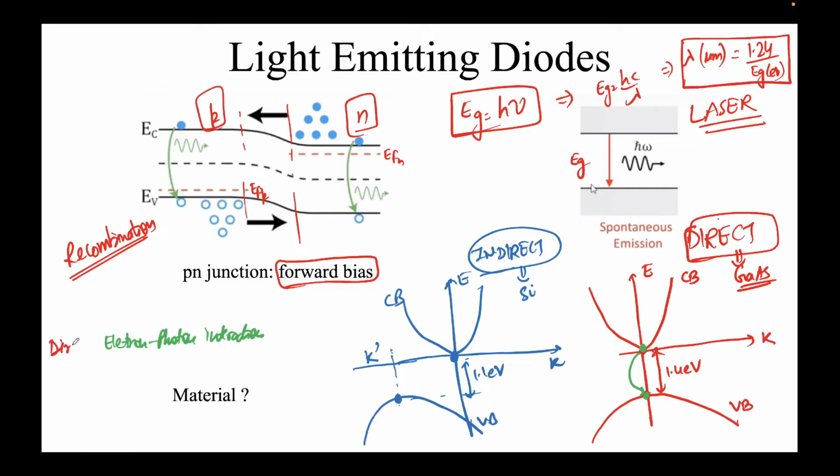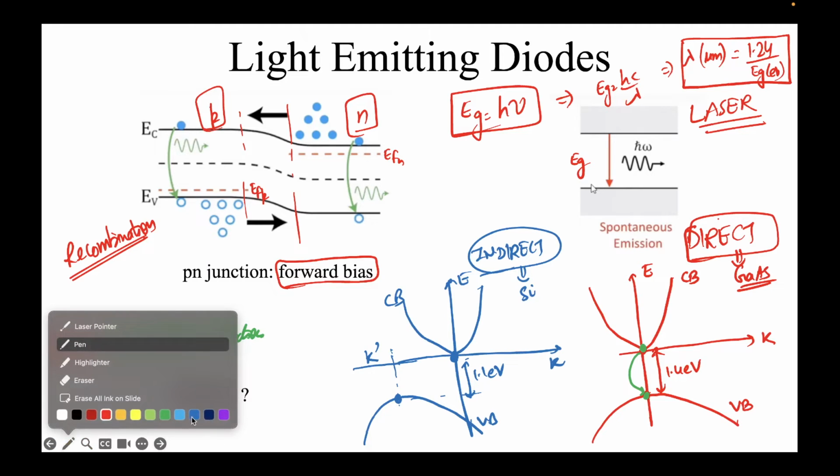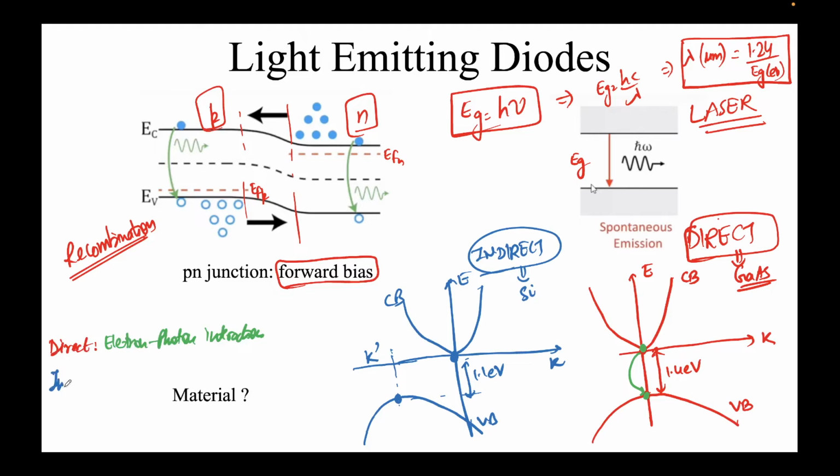direct band gap materials. What is the case with indirect ones? For indirect band gap materials, let's try to do the same analysis. What will happen? Again, if an electron is here and we have to bring it here, it has to lose, first of all, 1.1 eV.